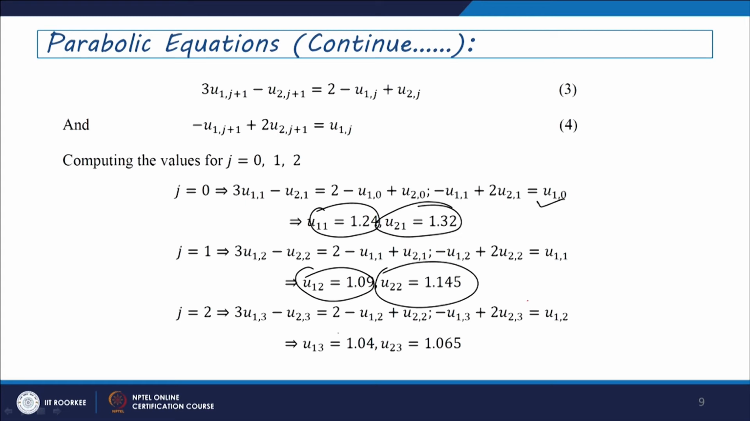So, for j equals 2, if you put it, then we get these two equations in the form 3 u1 3 minus u2 3 equals 2 minus u1 2 plus u2 2 here, and the other equation is minus u1 3 plus 2 u2 3 equals u1 2. If you combine these two equations, then we obtain the values u1 3 equals 1.04 and u2 3 equals 1.065 here.